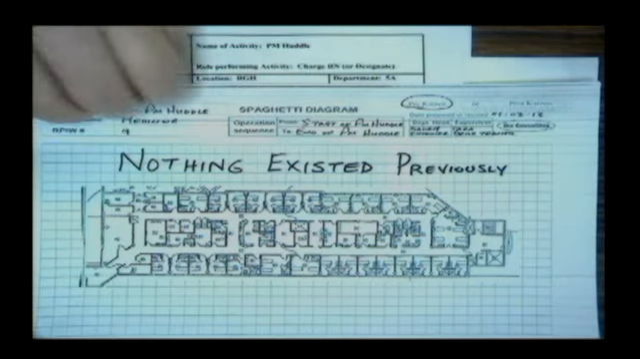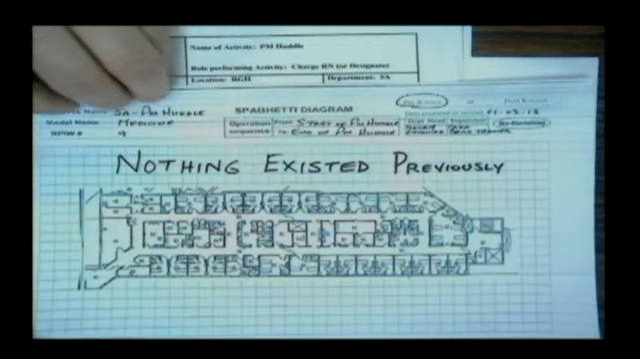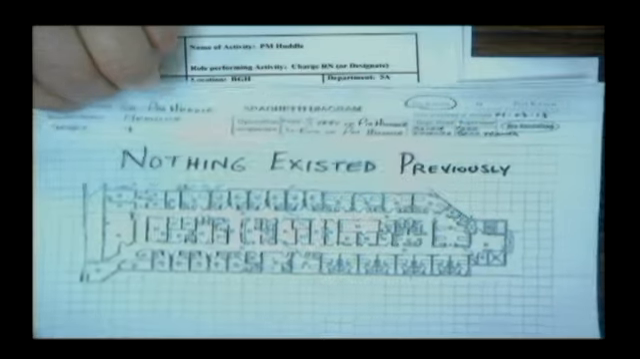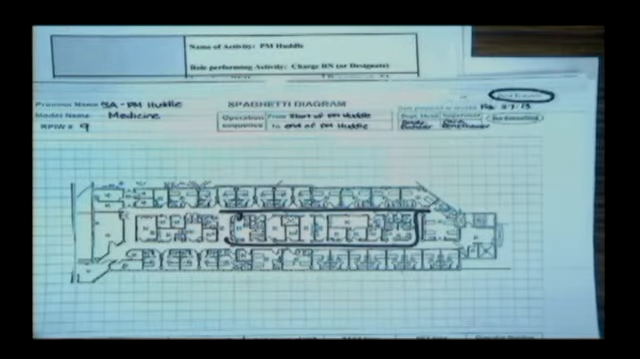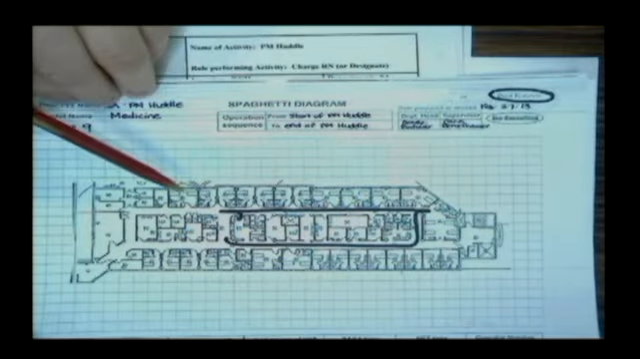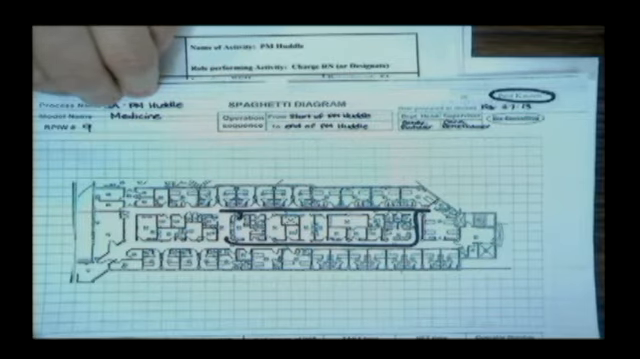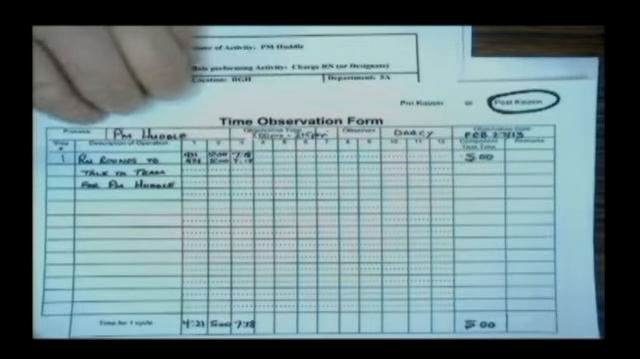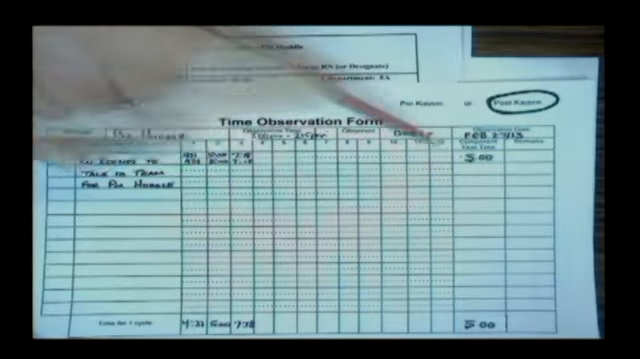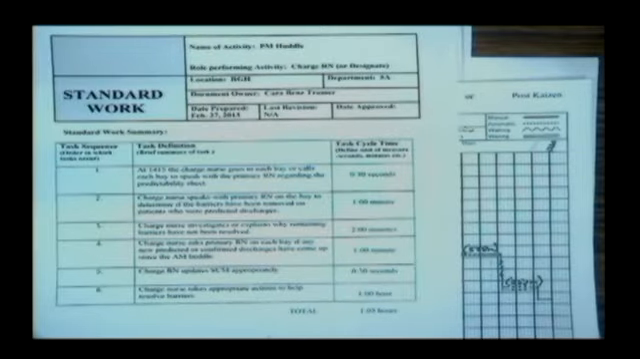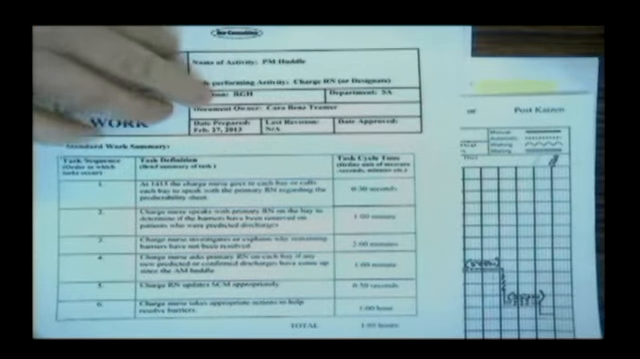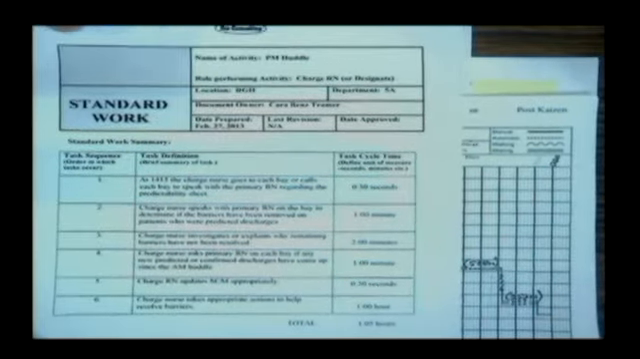So here's the spaghetti drawing with nothing that has existed. And now, as you can see, it's quick. It's right around. This process took about 5 minutes and very valuable because they got things done, noted. And then we came up with a work plan. Standard work for this, and like I said, it takes about 5 minutes and is very valuable.